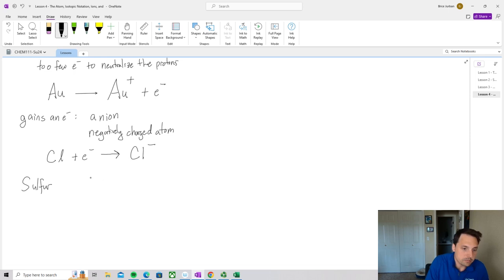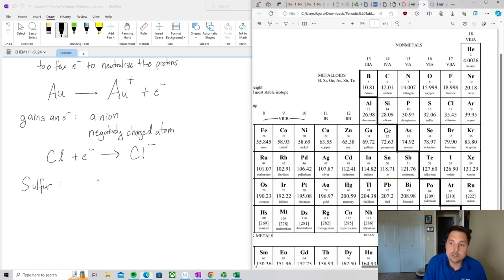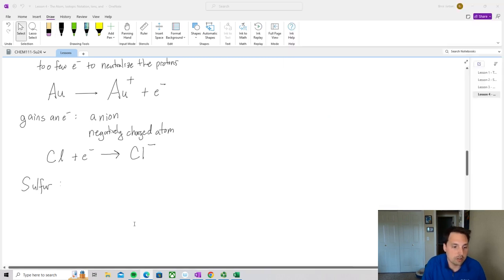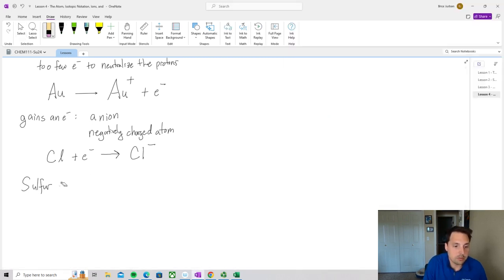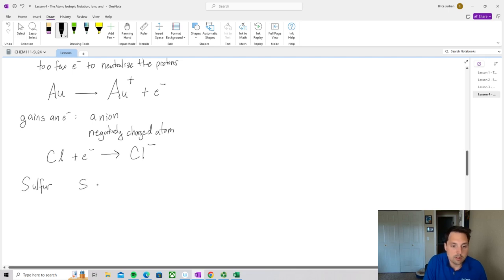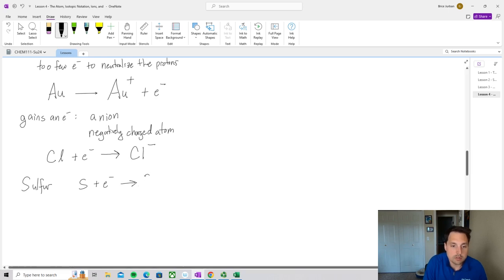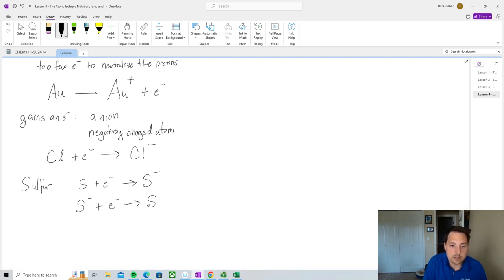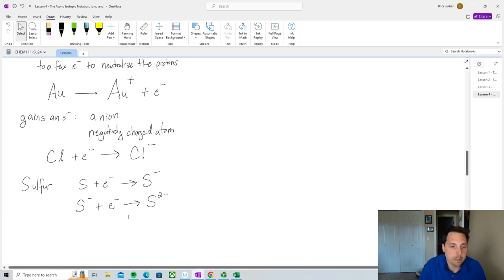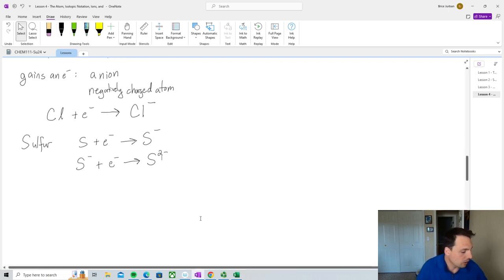All right, so sulfur, because it's to the right of the staircase, will want to gain some electrons. And when it does this, it will typically gain 2 of them, so that it has the same number of electrons as this argon atom over here. So, for example, we're going to have sulfur plus an electron, and then it becomes sulfur minus. And then that sulfur minus ion can capture another electron to become sulfur 2 minus. Okay, so a doubly charged ion.